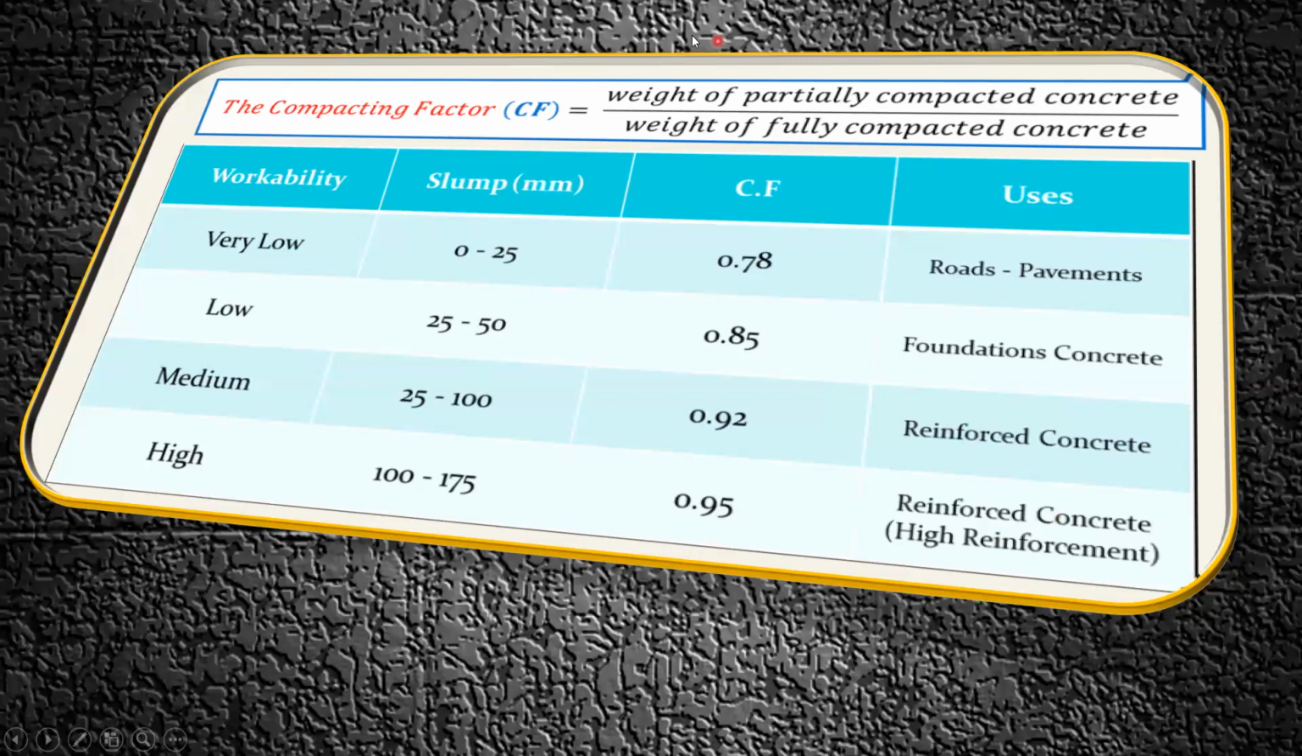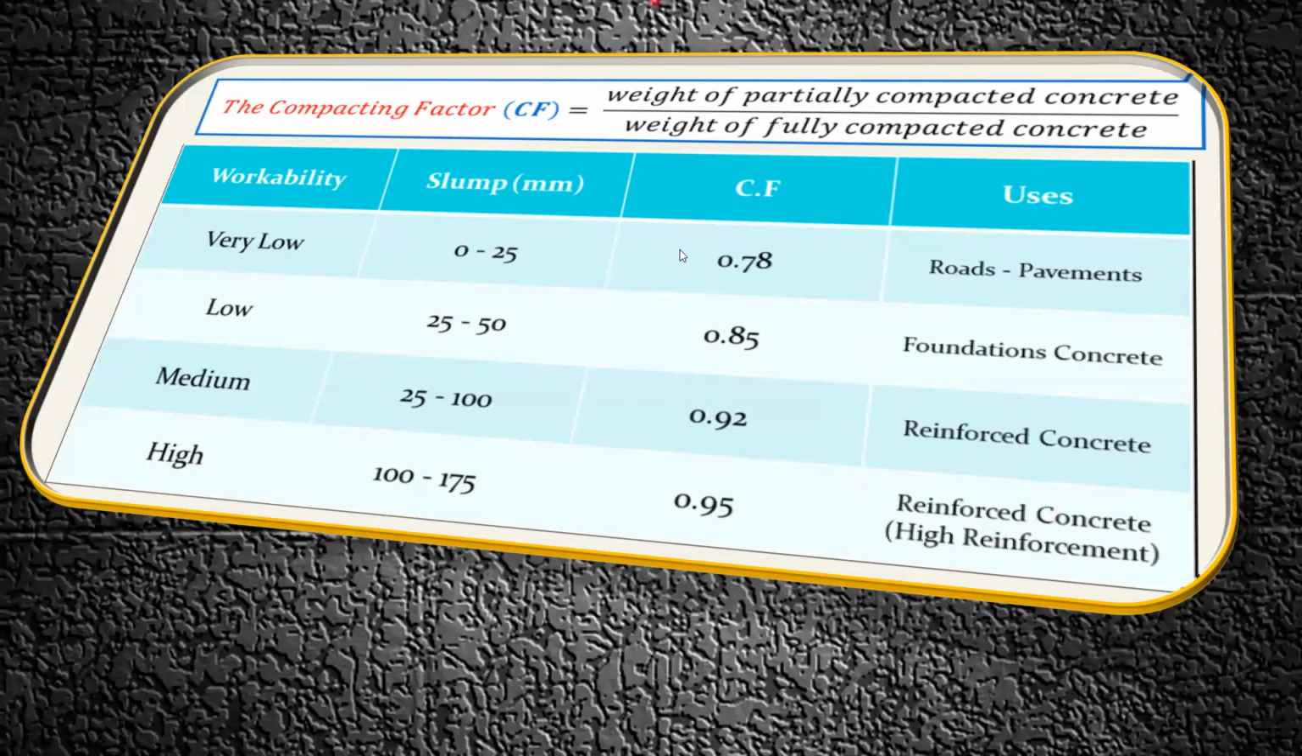Whenever we have more reinforcement in the column, like I mentioned in the previous case, when there's more congestion of the bars, in that case we try to go with a high workability. As a result of that, the compaction factor is going to be somewhere close to 0.95. So now this is what we have understood.